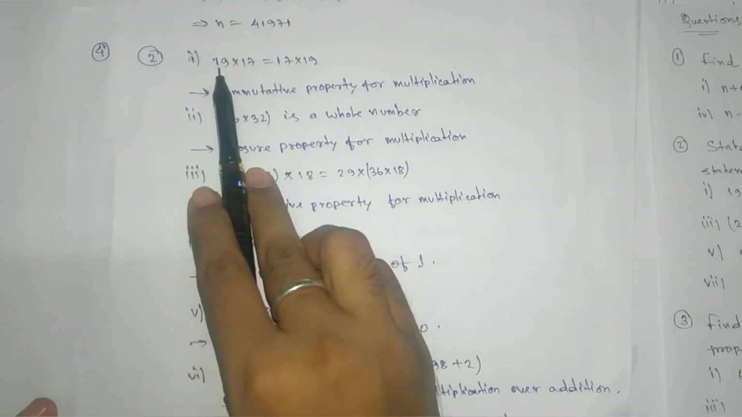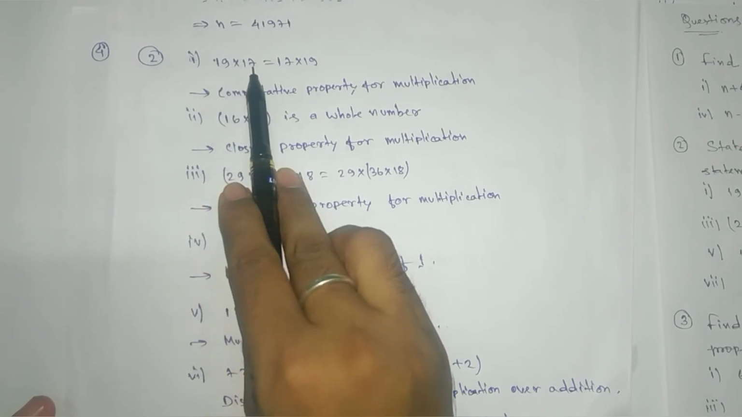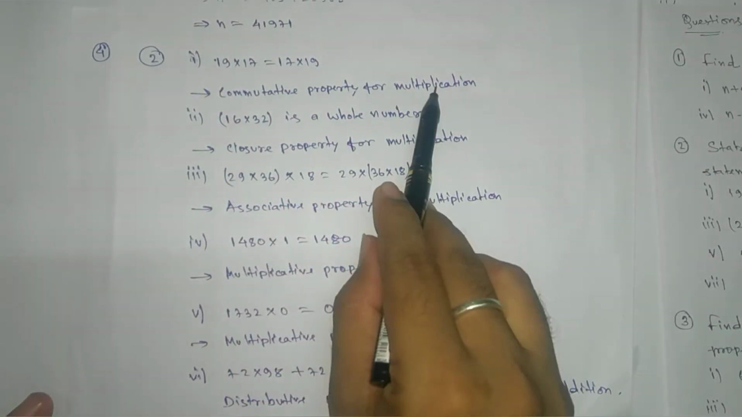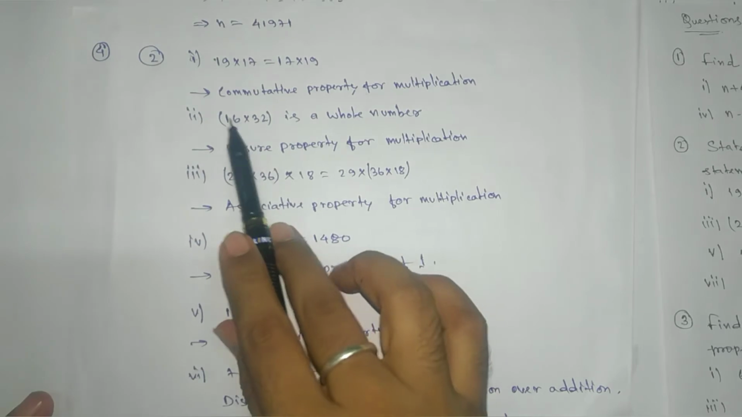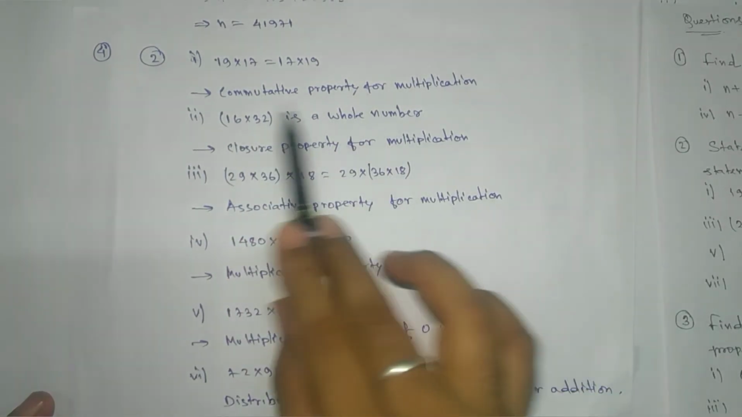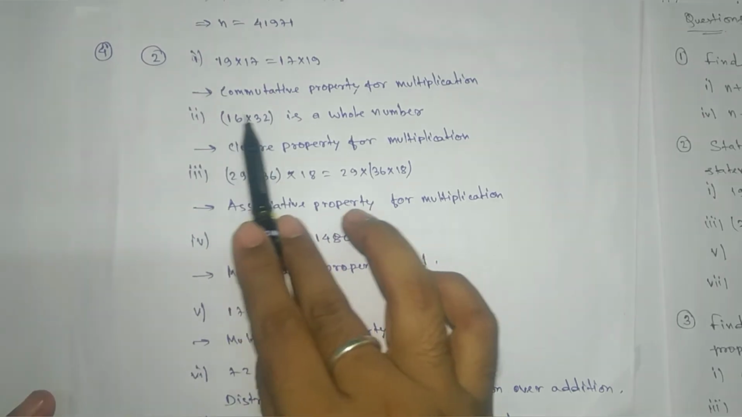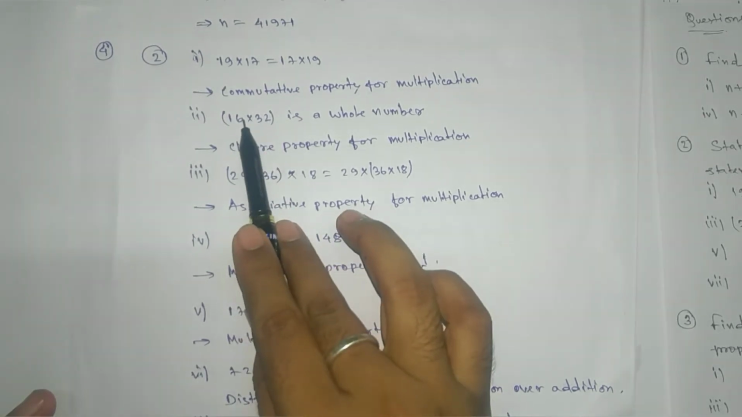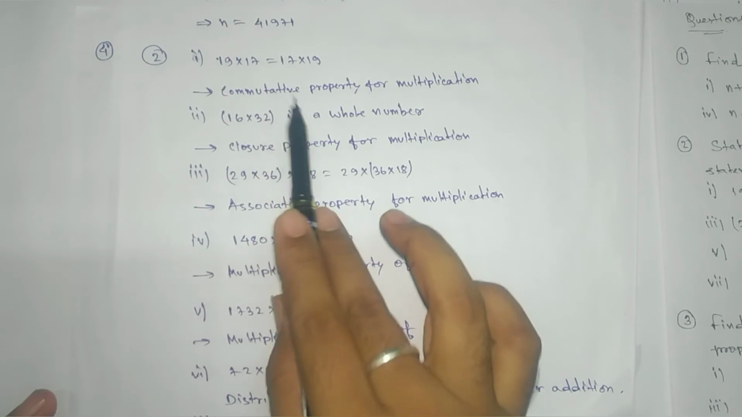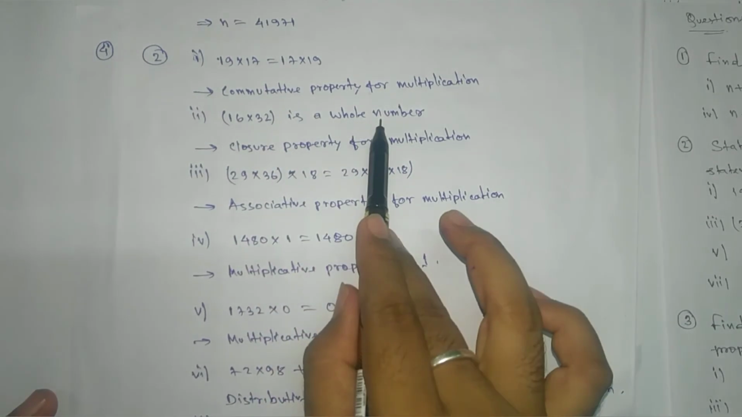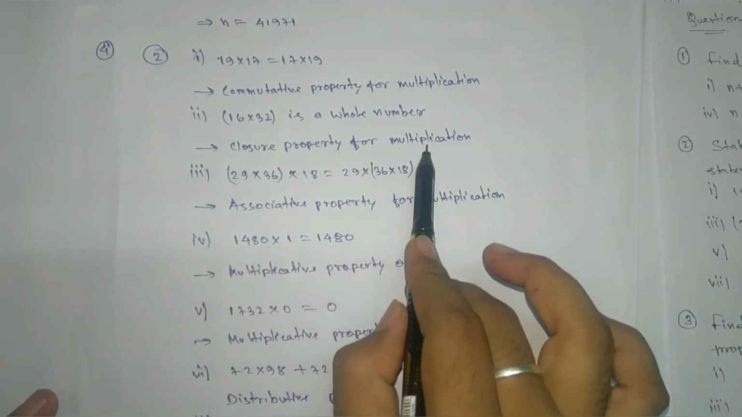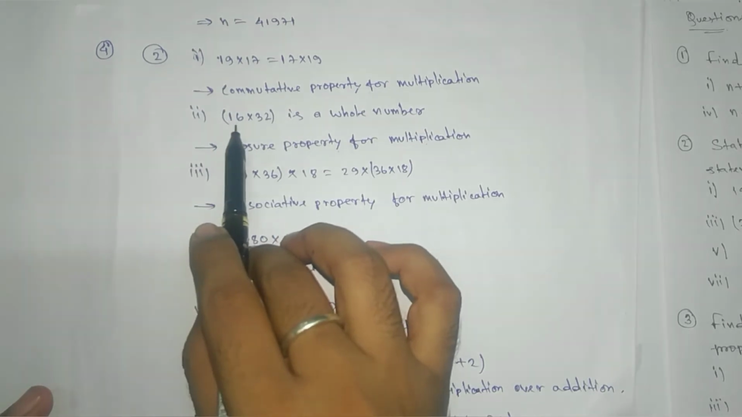You can see that a into b, b into a, that is the commutative property for multiplication we have applied. 16 into 32 is a whole number. Which type of property? See, we have taken two whole numbers, we have done multiplication, and we are getting the same kind of value, which is a whole number. That means it is the closure property for multiplication.